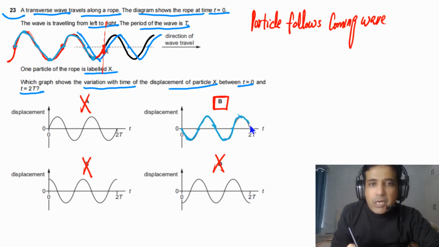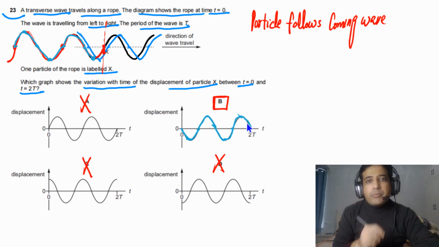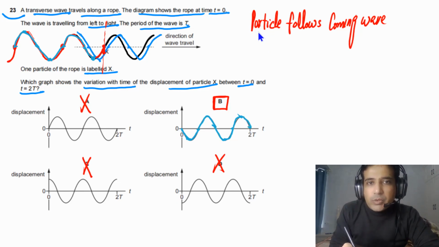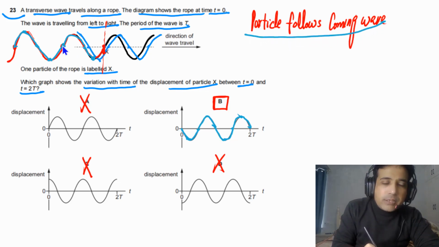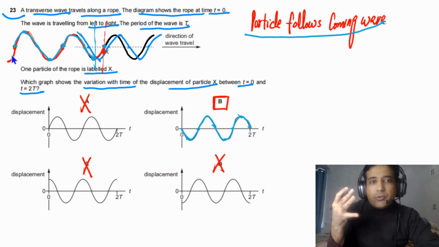So this is how you need to understand this type of problem, in a very simple way. Particle follows the coming wave. If the particle is here, it will follow the coming wave. If the particle is here, for example, where will this particle go? It will go up. So this will be the part of the wave, and this will show the variation of displacement with time, and so on. I hope this is clear to you.